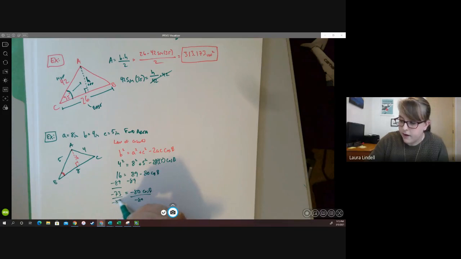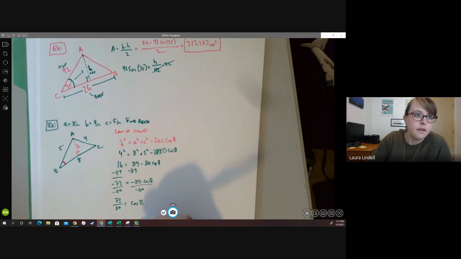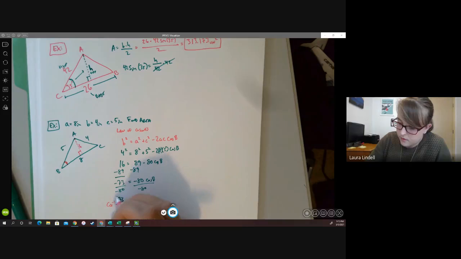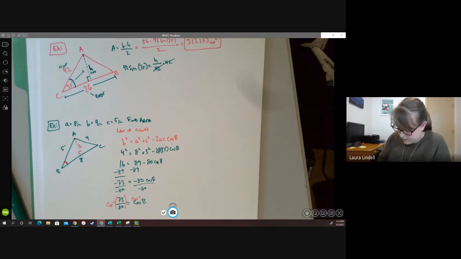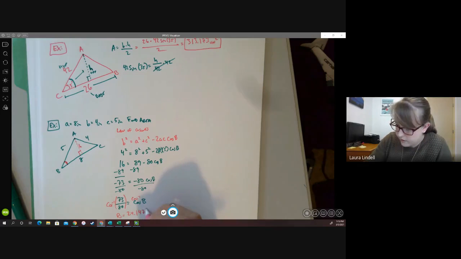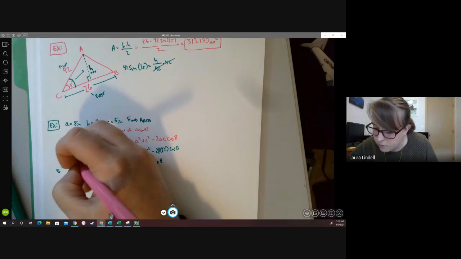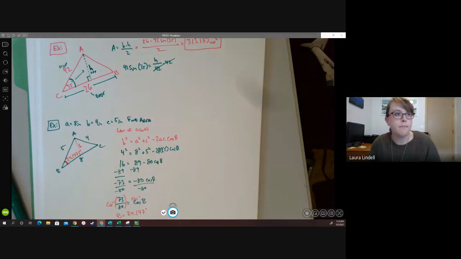Then dividing by negative 80. We just get 73 over 80 equals cosine of b. Then we inverse cosine. And we get angle B is 24.147 degrees. Okay. So now I need to find the height, and this turns into a problem just like the one we had up here.